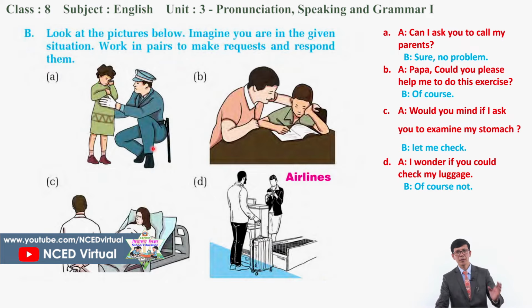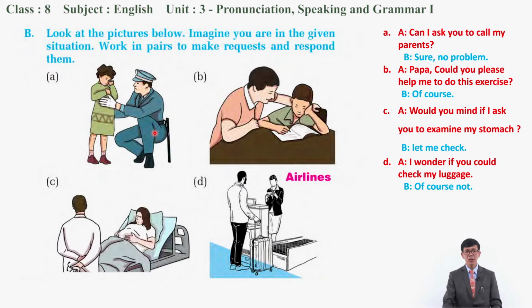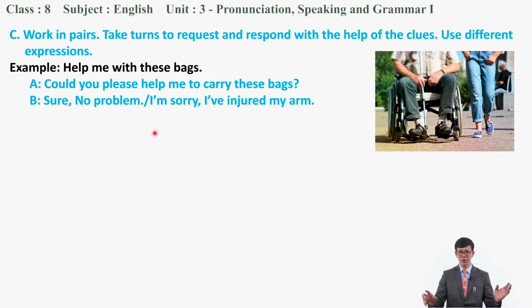Okay? Good. So now let's look at exercise C. Okay? What can you see there? Yeah, you can again work in pairs. So you take turns to request and respond with the help of the clues. Okay, you can use different expressions as we have just learned. There are different expressions that you can use for making request.